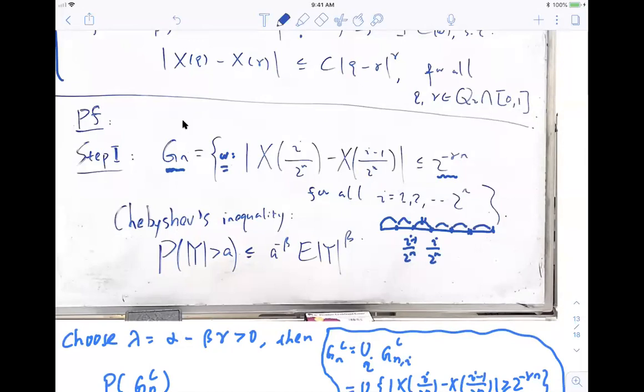If they move from i over 2^n to (i minus 1) over 2^n. So that means if you go for those very small intervals, you cannot change a lot, right? You cannot change a lot. So the idea later looks like the following.